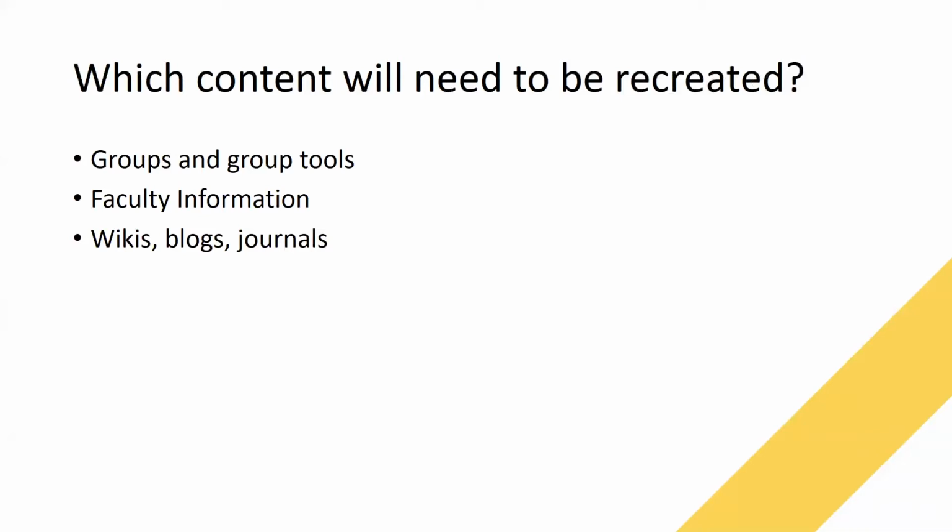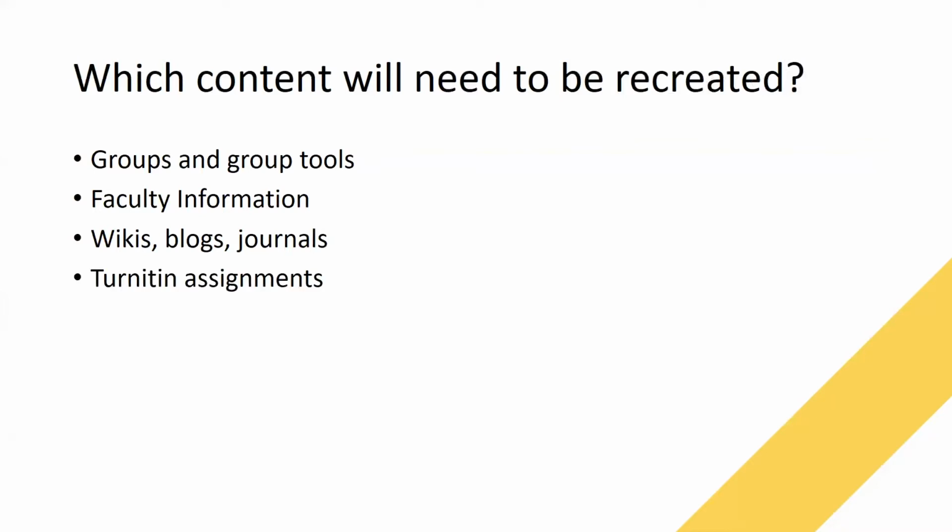Wikis, blogs, and journals are all tools that do not exist in Canvas. There are alternatives to these tools. So if you need help figuring out how to do these types of things in Canvas, contact an instructional designer and we'd be happy to help you brainstorm for some ideas. But any wikis, blogs, or journals are not going to come over. So you want to make sure you get any of that content out of Blackboard so that you can use it to recreate items in Canvas.